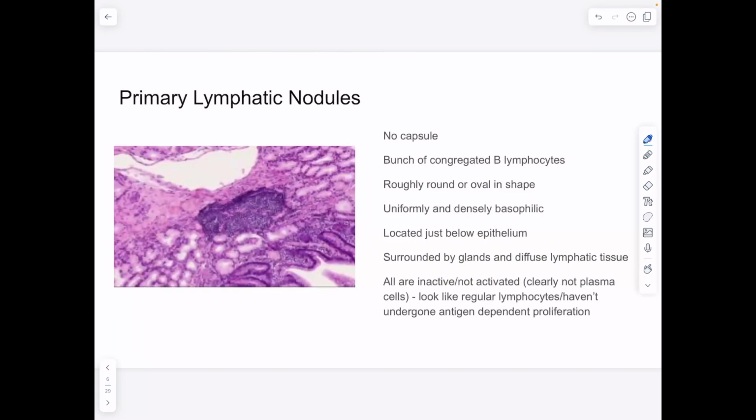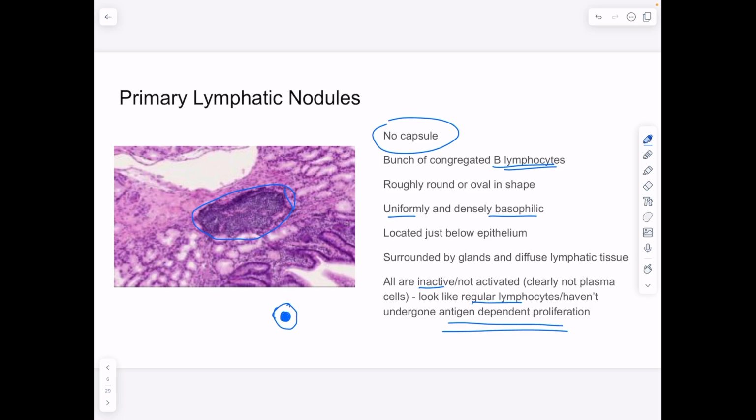All right, then we have our primary lymphatic nodules, and it's important to know there's no capsule here. You can see this is the nodule right there. It's just a bunch of congregated lymphocytes. If you were able to zoom in, you would see that they are just the standard lymphocyte. They're uniformly basophilic in terms of the nucleus, and they are therefore not activated. They're immature. They look like regular lymphocytes because they haven't undergone antigen-dependent proliferation. They're not plasma cells. These are just B lymphocytes, like we've seen in our previous lab 5.